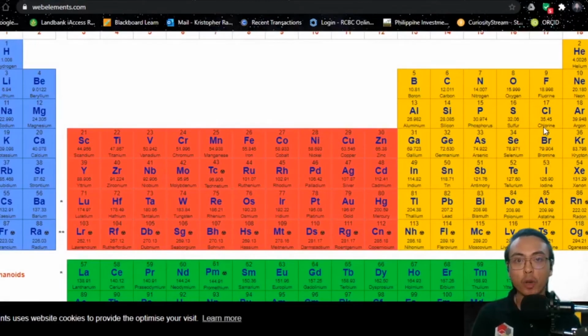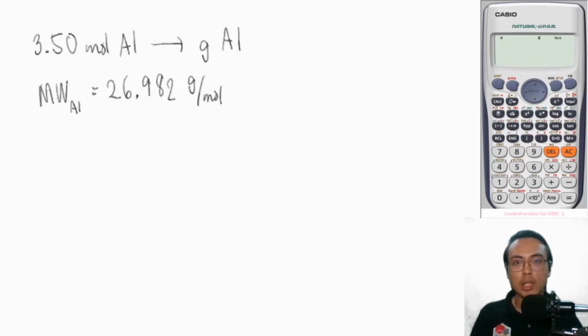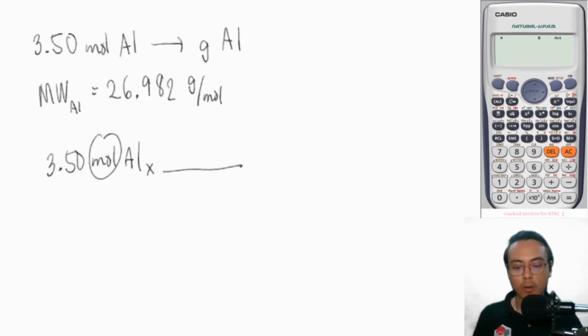I have here a periodic table of the elements. And you see here, aluminum has a molecular weight of 26.982 grams per mole. So let's write that. The molecular weight of aluminum is 26.982 grams per mole. Now, this molecular weight is an important conversion factor for us to convert from moles to mass. Let's use the unit factor analysis method for our conversion. We start with the given, that's 3.50 moles of aluminum. And since your unit here is moles, that means in our next factor, moles should be in the denominator. And that makes grams our unit in the numerator. So that means that we will multiply the molecular weight to the number of moles to obtain the mass.